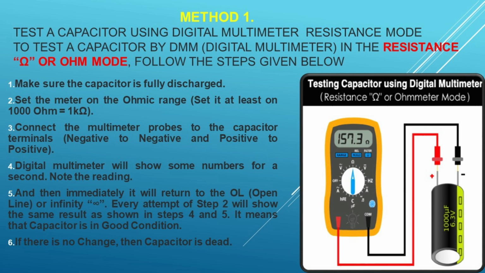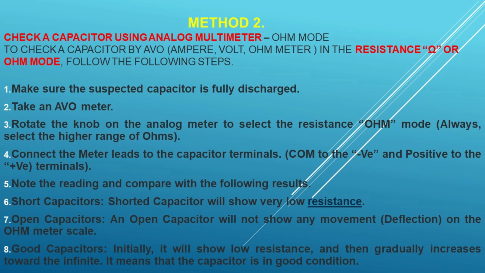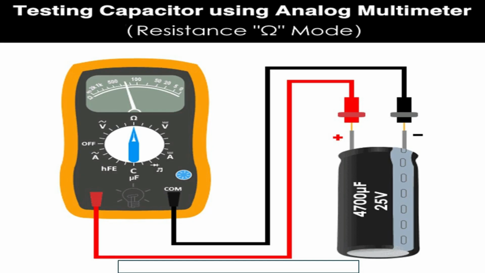Here, we can check a capacitor with an analog AVO meter, i.e. ampere, voltage, ohm meter, as well as a digital multimeter. Either the capacitor is in good condition or we should replace it with a brand new one. Note, to find the value of capacitance, you need an analog or digital multimeter with capacitance measuring features. Below are 8 methods to check and test whether a capacitor is good, defective, open, dead, or short.